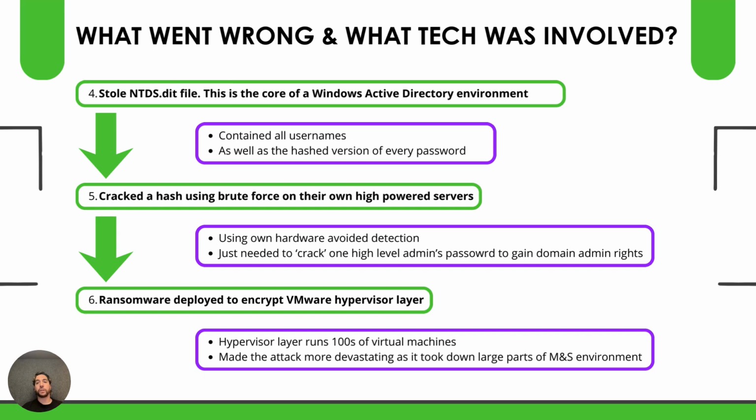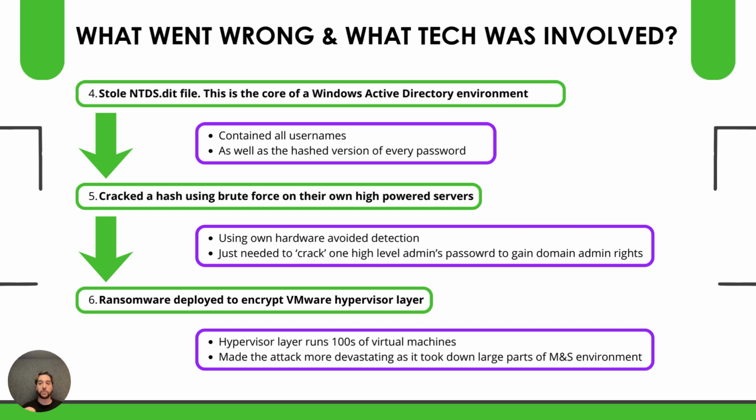Then, as they could move through the environment without detection, they went for the Active Directory. They stole a file called the NTDS file, which is essentially the database that has the usernames of all the employees, as well as a hashed version of all the passwords of those employees. Right? They moved that NTDS file onto their own high-powered servers, which then enabled the next part of their attack while avoiding detection, which was essentially to do a simple brute force attack.